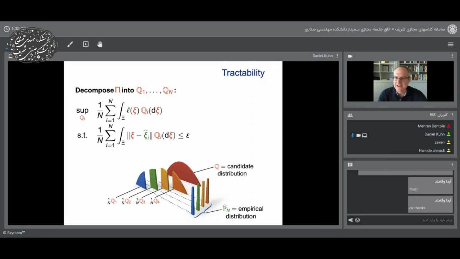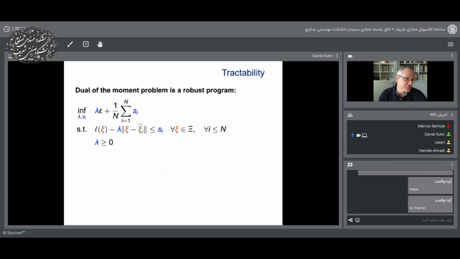And actually, there is a duality theory for such semi-infinite linear programs, and we can find the dual. I'm not showing you the details, but the dual is an optimization problem that has finitely many constraints and finitely many decision variables, which are the dual variables lambda and s_i. So lambda is the dual variable of the Wasserstein constraint, and s_i is the dual variable of the constraints that require the ith distribution Qi to be normalized.